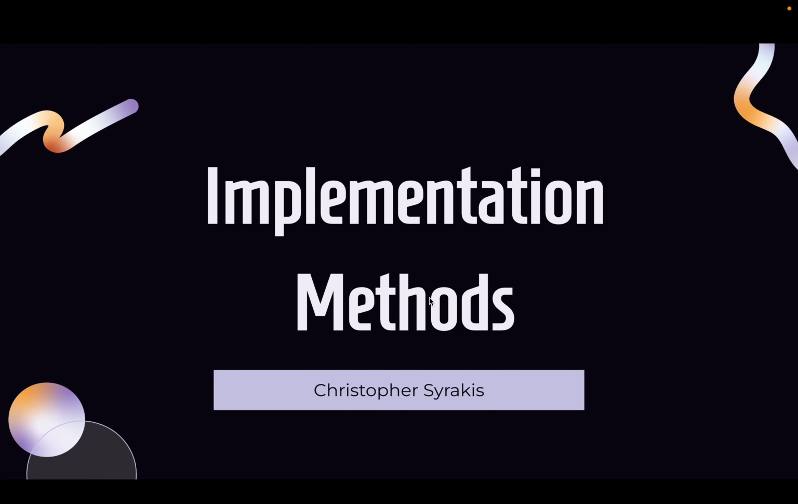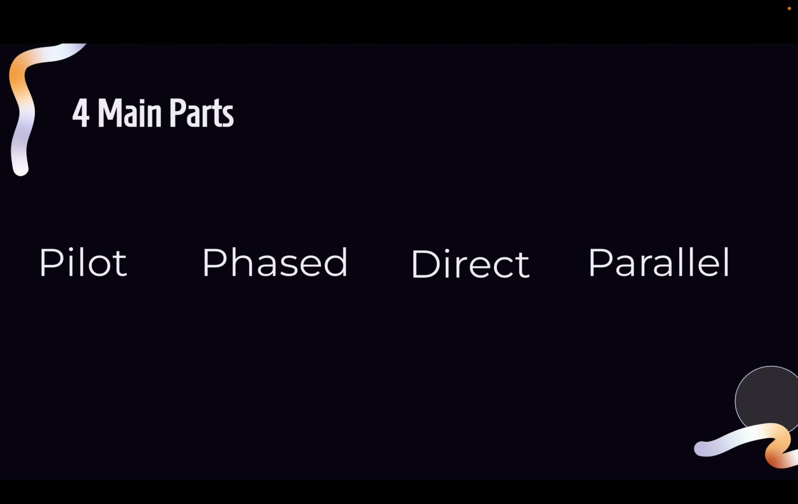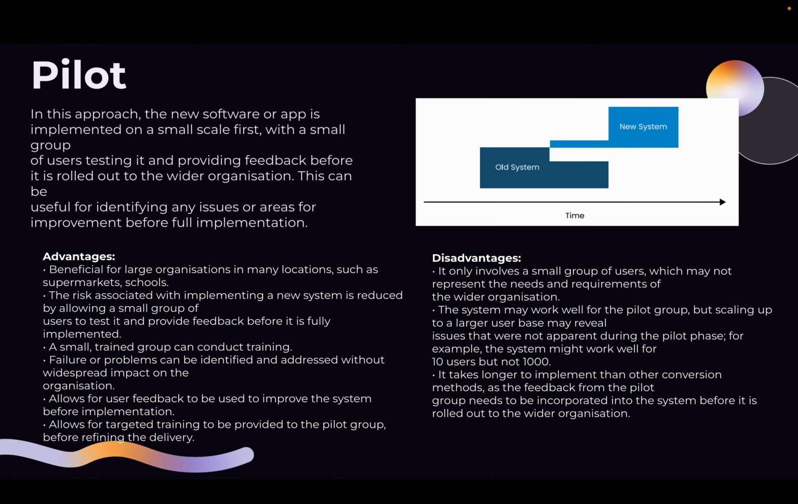So this is implementation methods. All right, let's get into it. There are four main parts of implementation methods. These are called pilot, phased, direct, and parallel methods. We'll go into pilot first.